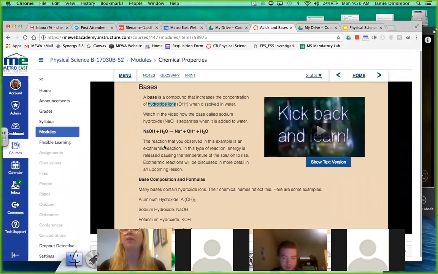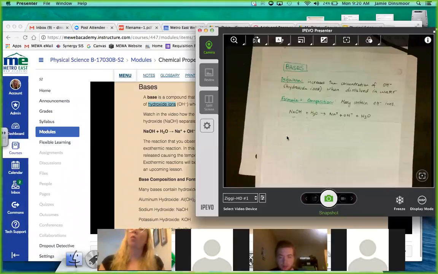So a base is a compound that increases the concentration of hydroxide ions, or OH negative ions, when dissolved in water, right? They say watch the video to see how it happens. We can imagine in our minds, it's going to look like water, and it's going to have a different pH. So the definition, as I've written down so far: increases the concentration of OH hydroxide ions when dissolved in water.